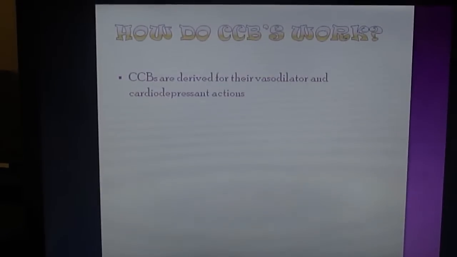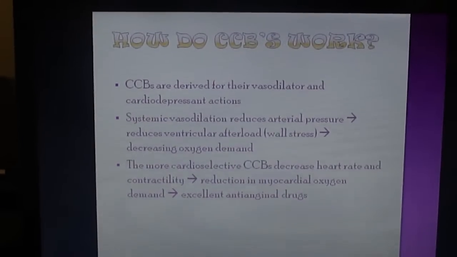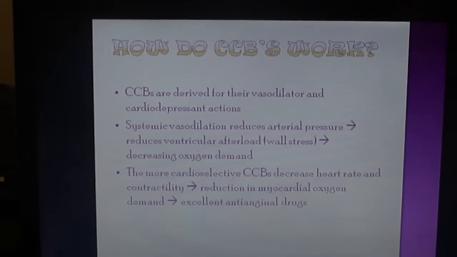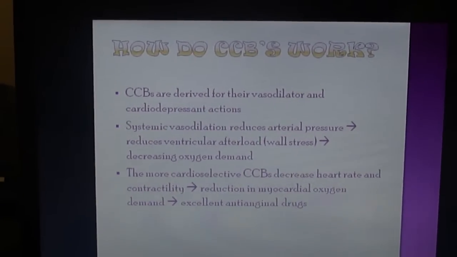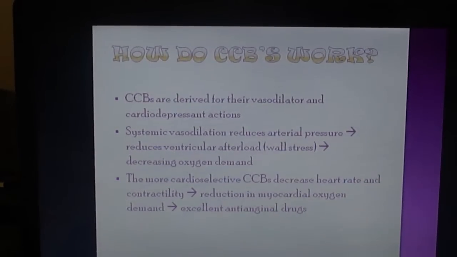How do the CCBs work? Calcium channel blockers are known for their vasodilator and cardiodepressant actions. Systemic vasodilation reduces arterial pressure, which reduces ventricular afterload and thereby decreases oxygen demand.